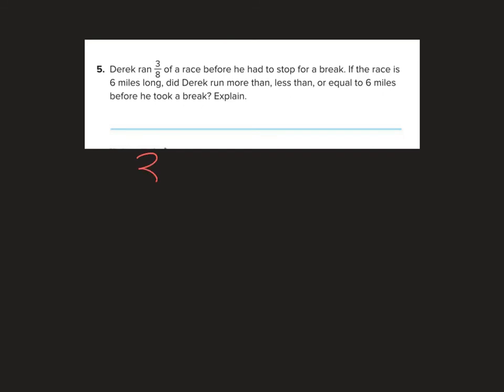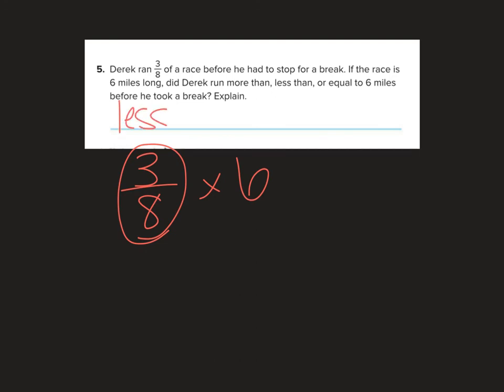Derek ran 3/8 of a race before he had to stop for a break. If the race is 6 miles long, did Derek run more than, less than, or equal to 6 miles? Okay, so if we look at this fraction here, it is less than 1. How do I know? Because there isn't a 1 in front. If there's a 1, it'd be greater than 1. If there is no 1, then that means it's less than 1. Okay, so he ran less than 6 miles, right? Because if the race is 6 miles and he hasn't run the whole race, then we know he ran less than 6 miles. How do I know that? Because 3/8 is less than 1.